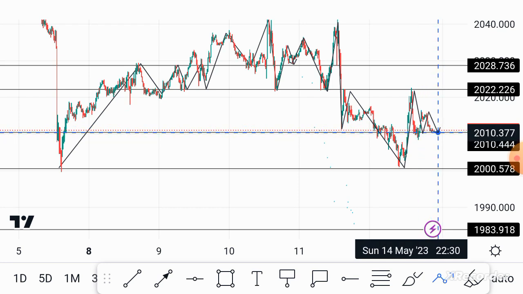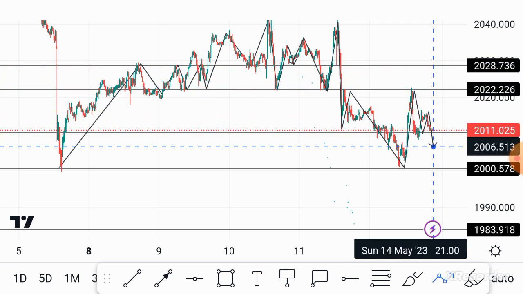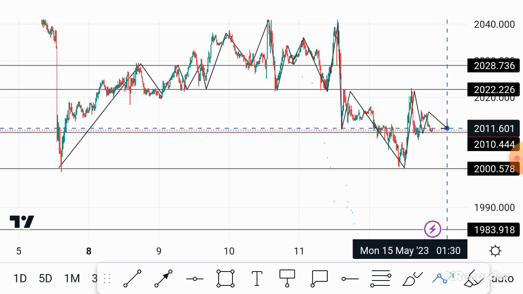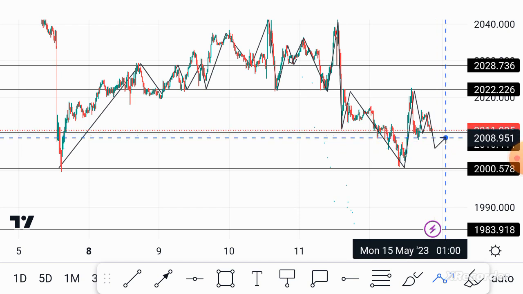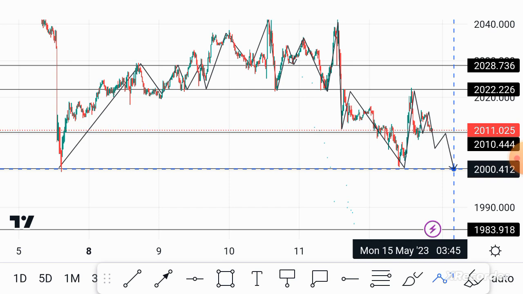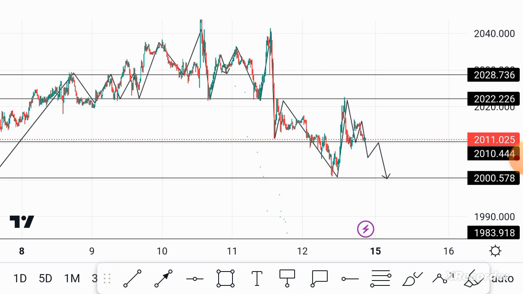Is it going to respect this point here to give us a double bottom and then move all the way to this very point here, or here? Or is it going to break to the downside, retest? Is it going to break to the downside, something like this, retest like this, and then respect this very point here? Which are we looking out for?